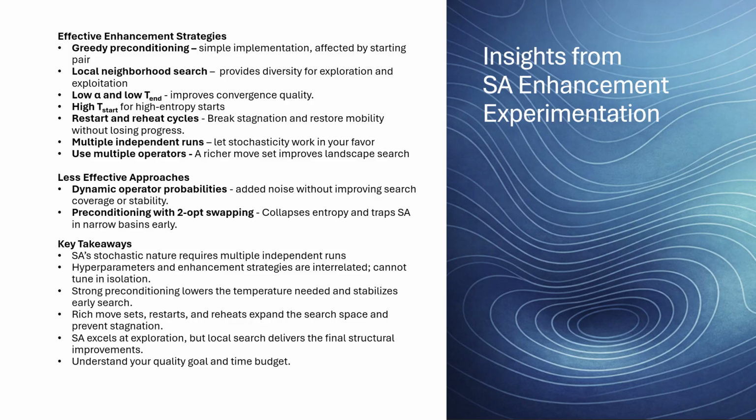And here are some key takeaways as well. I'd say that the stochastic nature of SA requires multiple independent runs. The hyperparameters and the enhancements are all interrelated, as I mentioned before. Strong preconditioning is helpful. Rich move sets or tweaks are also useful, but remember, keep them small. Don't have it turn into a Monte Carlo random search type search. SA excels at exploration, but local search delivers the final structural improvements.